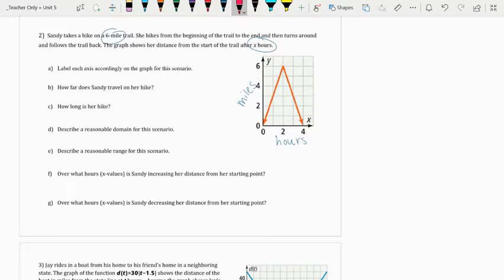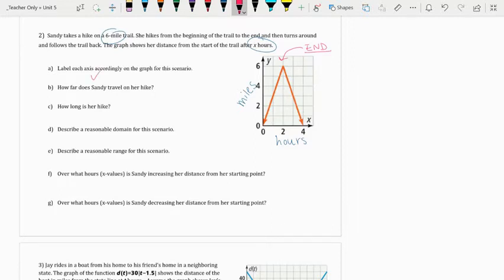Now again, this says that she goes all the way to the end and then turns around and comes back, which means up here is the end, right? She gets there, she hikes the 6 miles, then she turns around and goes back. All right, so we actually just did letter A. It says label each axis accordingly on the graph for this scenario. So we're all done with this one.